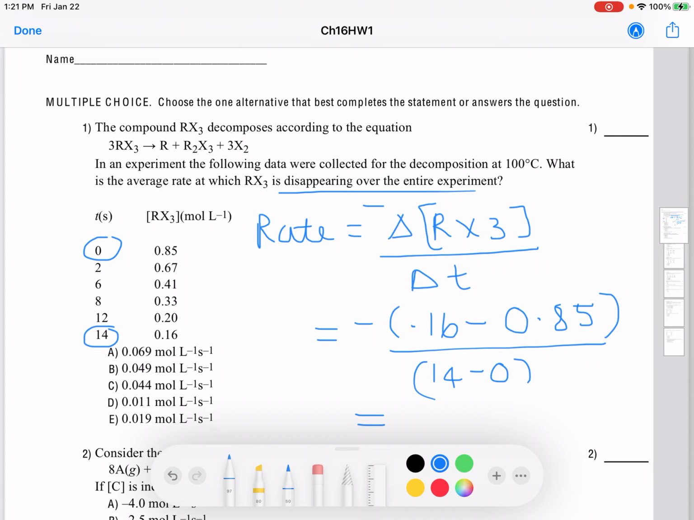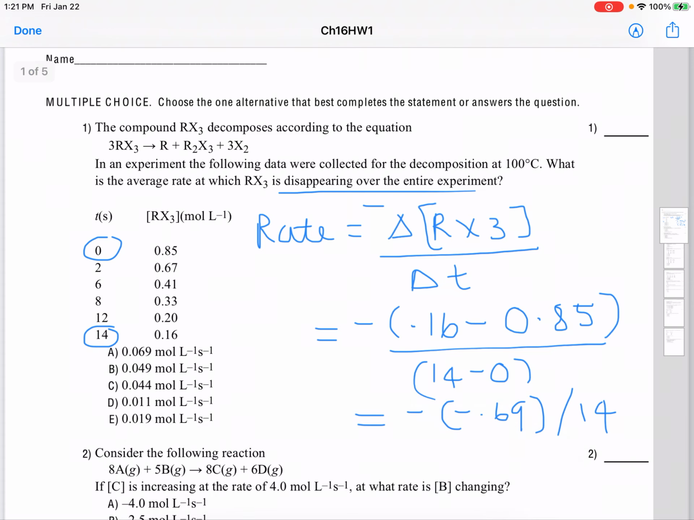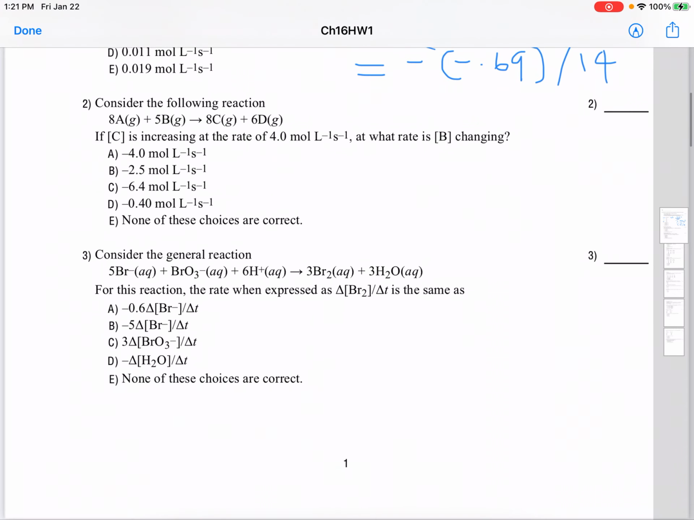So 0.16 minus 0.85. What's that going to be? 0.16 minus 0.85, negative 0.69, negative 0.69 over 14. So that will become positive over 14, that is 0.049. Okay, so that's going to be your average rate. Okay, all right, and then you're going to find out the answer for this division, and then you write down the correct answer.